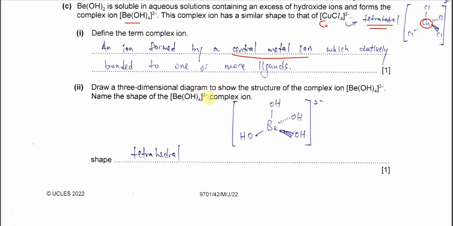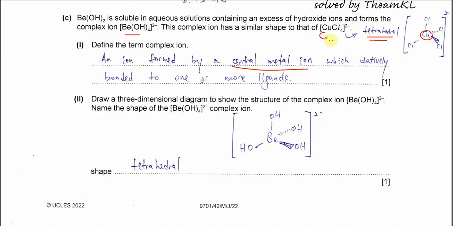Part 2. Draw a 3D diagram to show the structure of a complex ion. Beryllium hydroxide means 4 hydroxide. So you just try to draw similar to these tetrachlorocuprate ions. So make sure it's 2 normal lines, one wedge line that shows it points to the front, one dash or dotted line pointing to the back. So put all 4 hydroxide there, right? So square bracket and 2 negative. So the shape is tetrahedral.